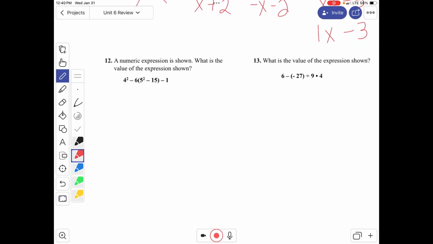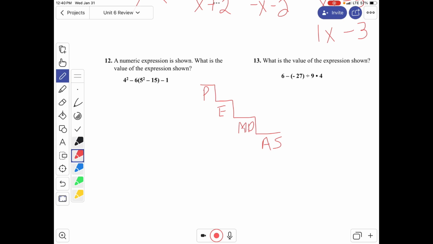Number 12, a numeric expression is shown. What is the value of the expression shown? And number 13 also says, what is the value of the expression shown? So both of those are the same type of problem, and they both require the order of operations. Remember, that's parentheses, exponents, multiplication and division, and then adding and subtracting.